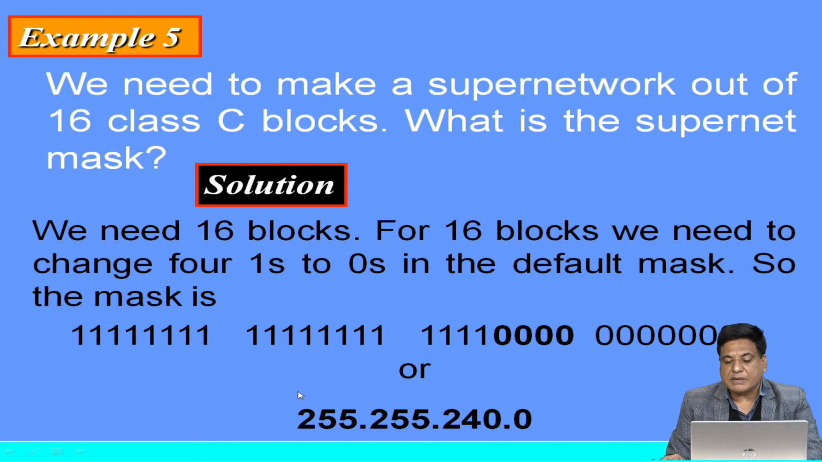The default subnet mask for class C is 255.255.255.0, but our supernet mask is 255.255.240.0, in which we have given 4 bits to the host. It means we are now combining 16 networks into one supernet having 2 to the power of 12 hosts.